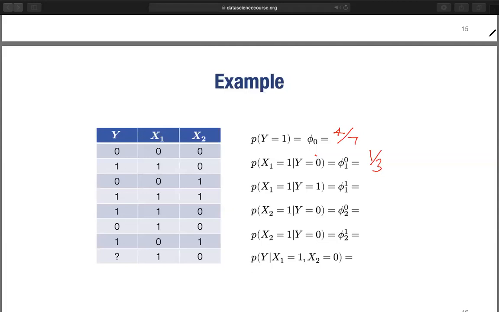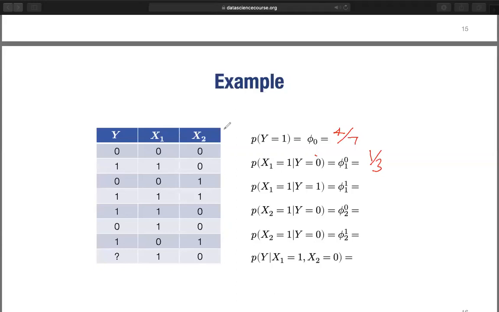Three over 4. Okay. Let me wait for one more person to give an answer. 3/3, 1. Okay. Another answer, 3/4. Okay, let me move on. So let's look at it together.